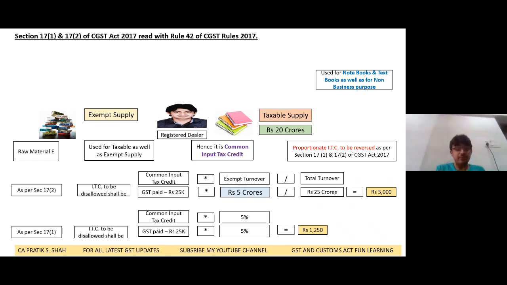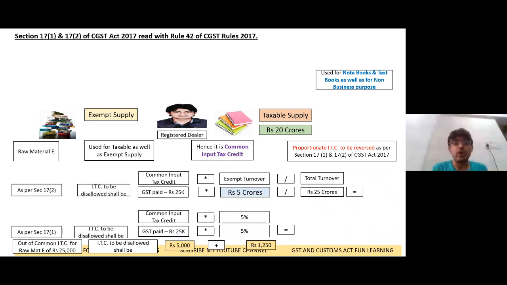Okay, in the exam, if it is used for business and non-business, you are required to do this. 5% flat, you must reverse. So how much is the ITC in this case? Out of 25,000, 5,000 got reversed as per this law. 1,250 also got reversed. So the balance is eligible. Out of 25,000, 6,250 shall be reversed. You can avail only 18,750.